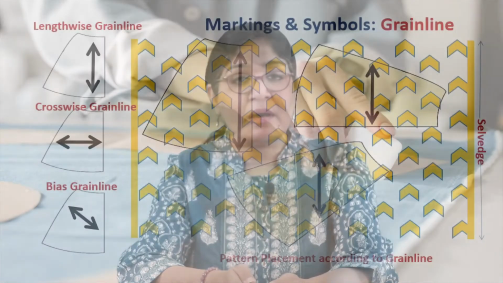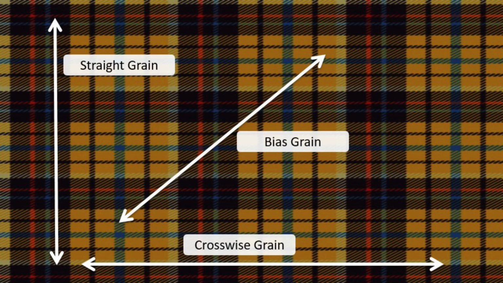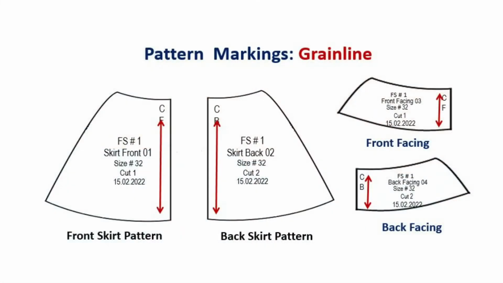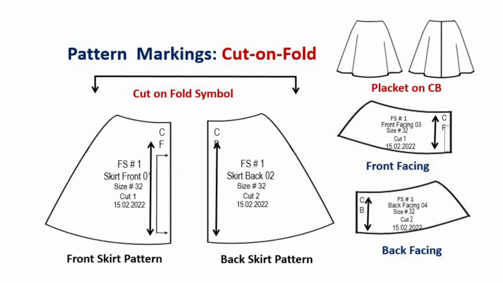Lengthwise grain line is marked as a vertical line with arrows on either side. Crosswise direction is marked as a horizontal line with arrows on either side. A diagonal line at a 45-degree angle indicates a bias grain line. While placing the pattern on the fabric, the grain line is always kept parallel to the selvage. In our design of flared skirt, we have marked a lengthwise grain line on all the pattern pieces. However, a flared skirt, on account of its flare, may also be cut on a bias grain.